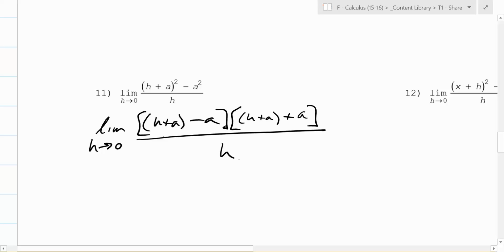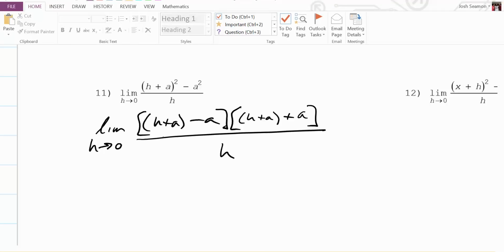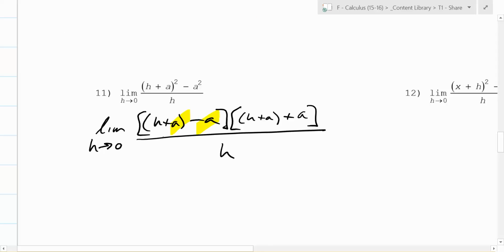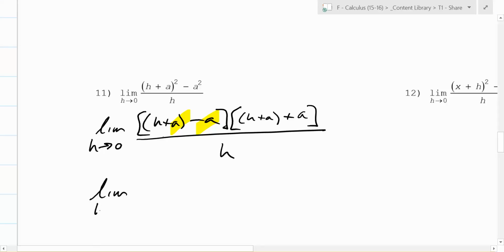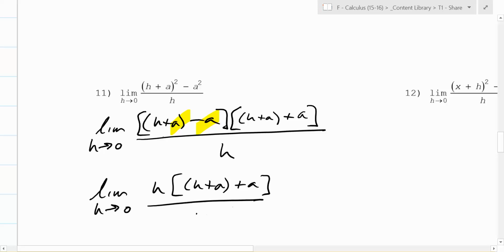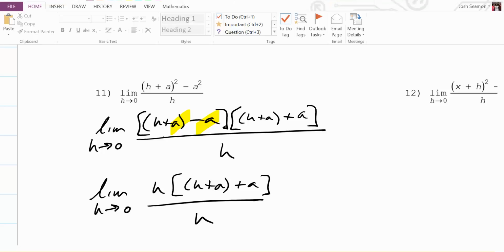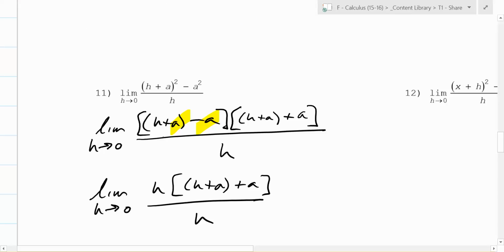Does something cancel up there? Oh, wait, no, I'm wrong. Oh, look at that. So in the first one, these a's cancel. So what are you left with here? You're left with the limit as h goes to 0 of h times (h plus a) all over h. What cancels now? h is on the top and the bottom. You are basically spending all of your mathematical power to do that.